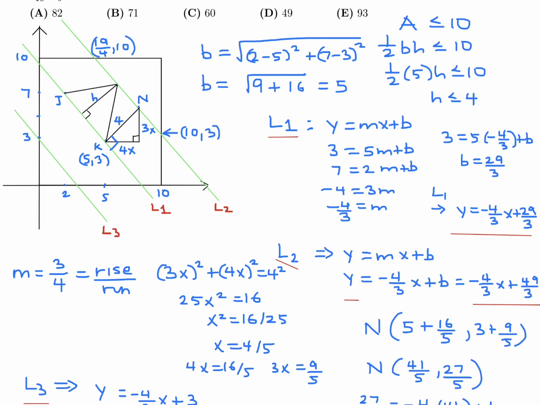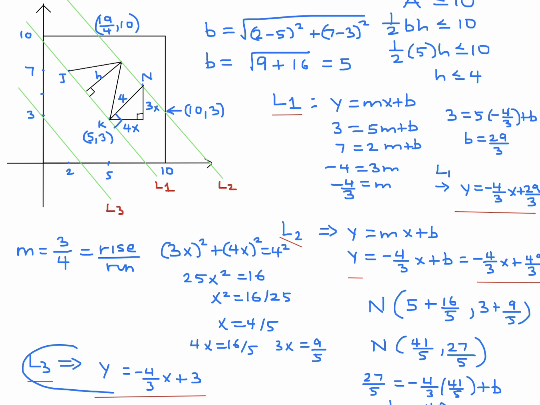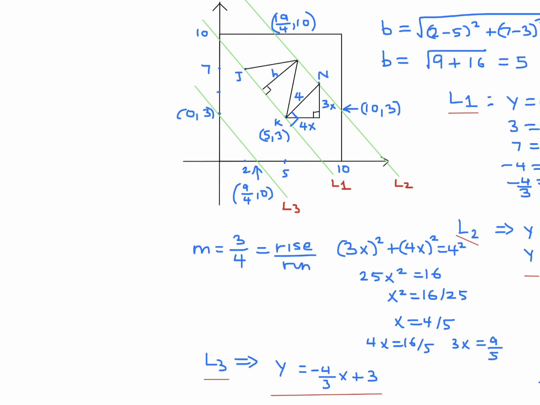In a very similar way, you would get these ones using this equation down here. This one is L3. And those are just the x and y intercepts. So when x is 0, it's 0, 3. And then when y is 0, this point right here is 9 over 4, 0. That was obtained with this equation. Okay, we have everything to solve.